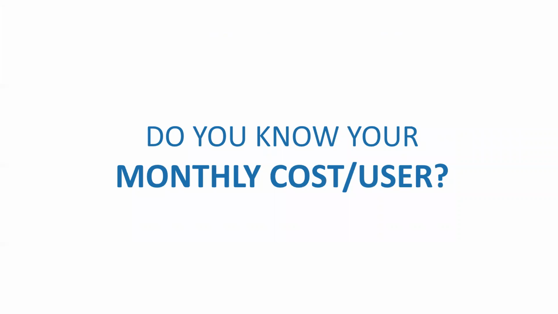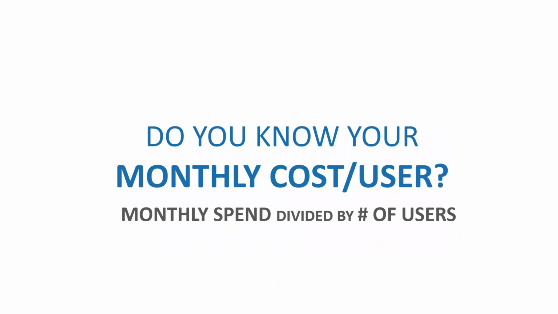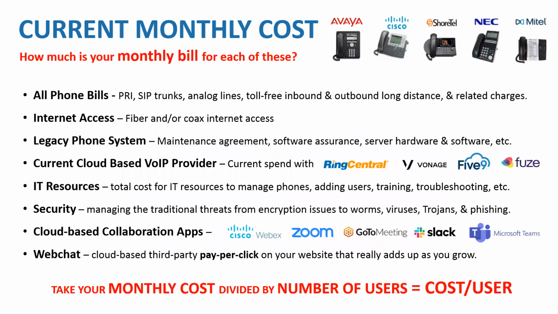So it all comes back around to, do you know what your monthly cost per user is? That's how this all works. It's your monthly spend divided by your number of users. So when you start looking at your current monthly cost, you look at what you're paying for all your phone bills, all the legacy circuits that you may have, or SIP trunks, analog, long distance, if you've got it, any related charges, internet access. Legacy phone systems or maintenance software, whatever you're spending for that. This is all monthly. And if you're under a cloud-based solution with RingCentral or one of those, how much are you spending every month on all this stuff divided by the number of users?